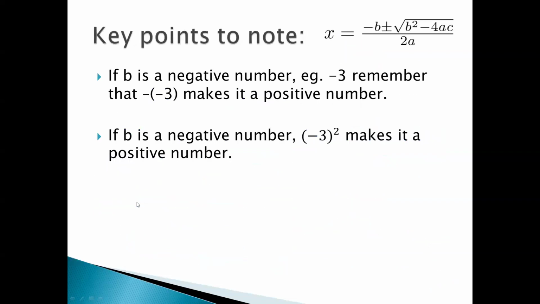Key points to note. If b is a negative number, for example -3, remember that minus a negative 3 makes it a positive number. I think we saw this twice in my examples here. And if b is a negative number, (-3)² with the bracket makes it a positive number. So please remember to put your bracket for this b² if your b is a negative number.